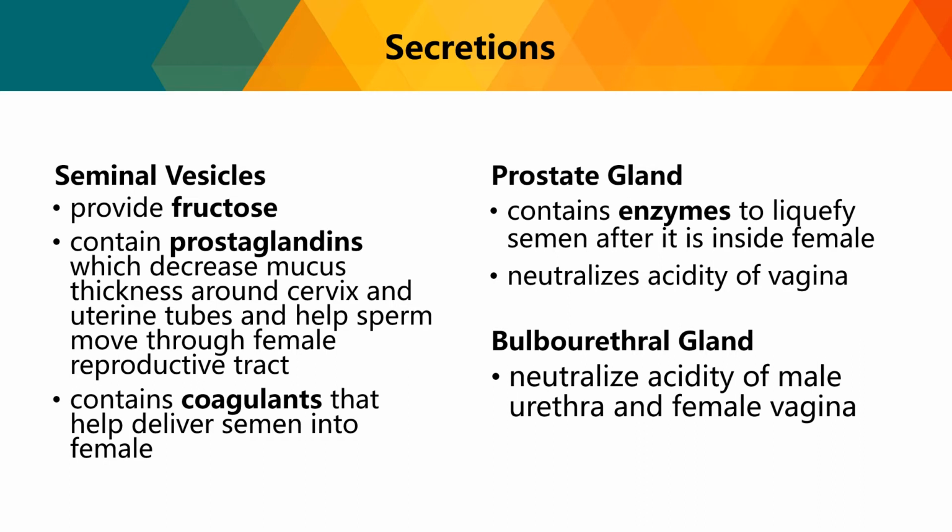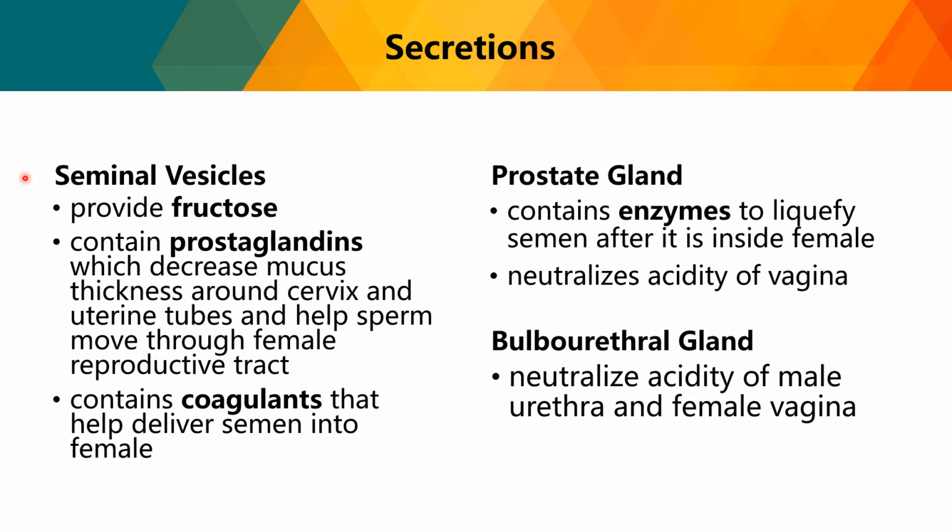So for the secretions, of course, there would always be differences depending on the part where it was secreted. So first, let's tackle the seminal vesicles. With the seminal vesicles, they actually provide fructose. Fructose is a type of sugar, and it contains what you call the prostaglandins, which decrease mucus thickness around the cervix and uterine tubes and help sperm move through the female reproductive tract.